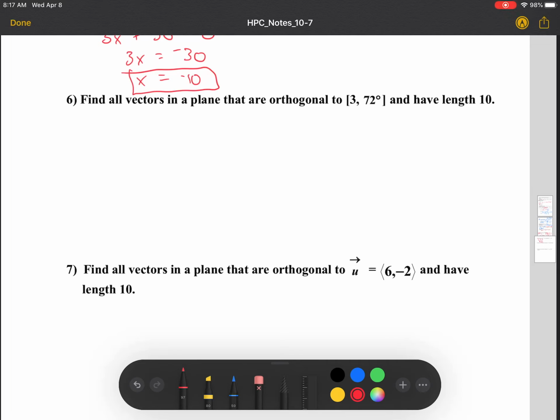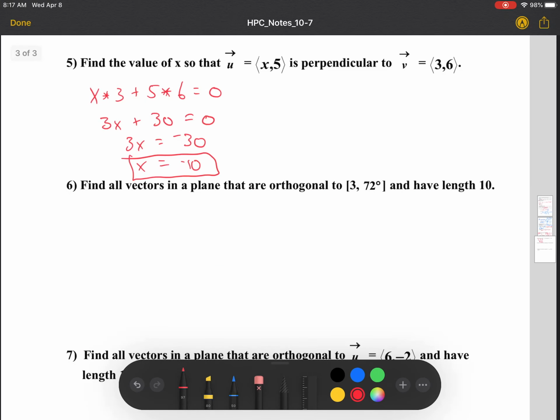For 6, find all vectors in the plane that are orthogonal to 3 at 72 degrees. Okay, r is 3. This is our r. There's our theta. And we want it to have a length of 10. So we already know they gave us r. What's our length? 10. They gave it to us already. And we want it to be orthogonal to 72 degrees.